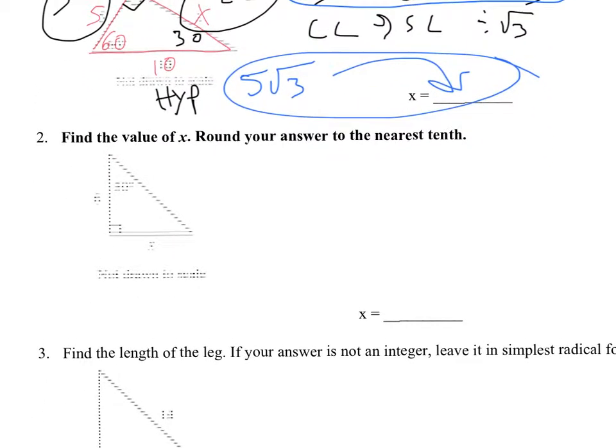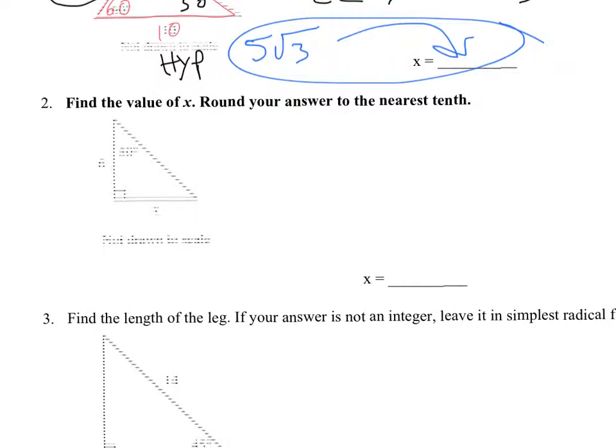So now we have another one. This time, though, we don't have a 30, 60, 90 triangle. In fact, this angle is 50, not really a special angle. This one is 6. This one is X, what we're looking for. Here's my right angle. So my hypotenuse is here. If we're using 50, we're going to use a trig ratio here.